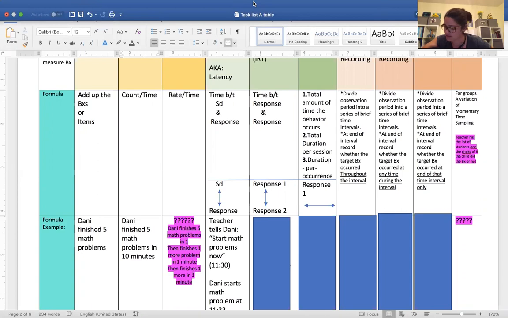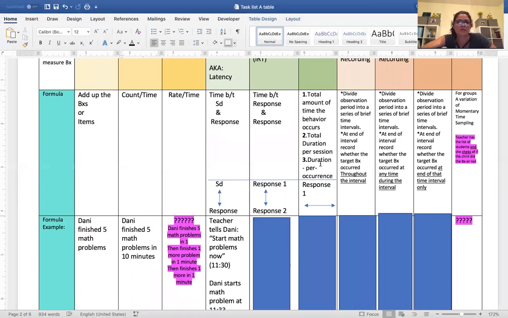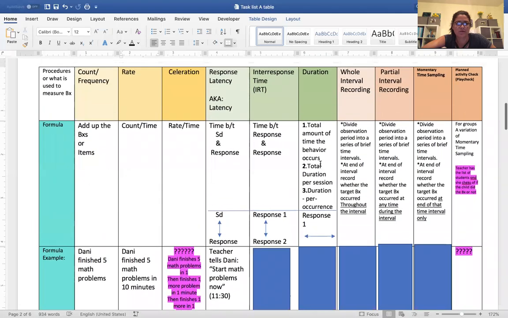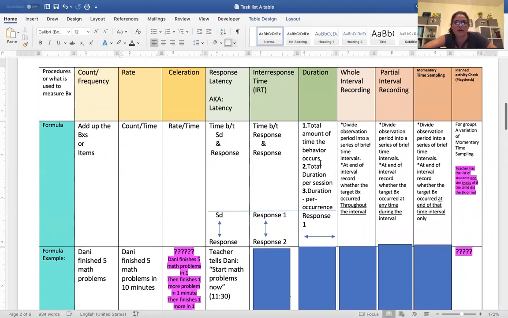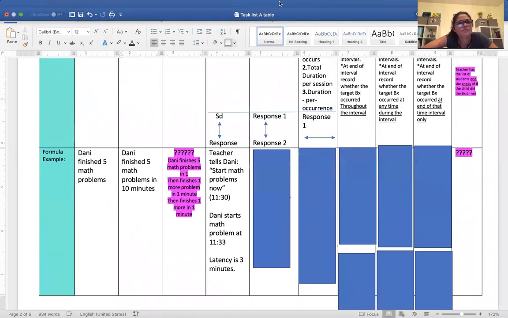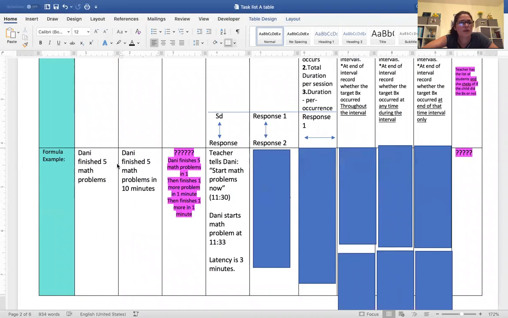Okay, so let's continue. This part you guys are good with. So how would you like to change the scenario if we want to do IRT? From the time he started one problem, he finished one problem to the start of the next problem? Yeah, so let's say that I'm telling you that he finishes this first math problem at 11:40, and he started the second math problem at 11:45. What would be the IRT there? 5 minutes. 5 minutes, awesome.